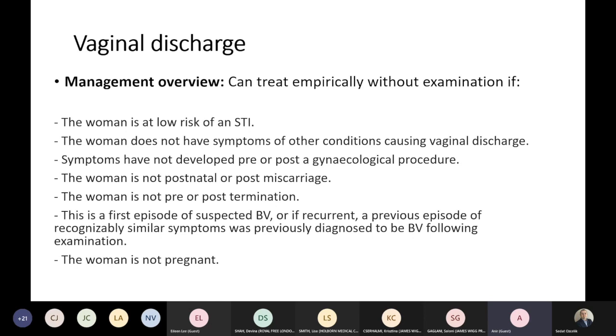The reason why they've said this is because if you are getting vaginal discharge or foul discharge after these kinds of procedures, then it may suggest possibly an endometritis or an infection locally that needs to be examined. So that's why they've included these. The other time that we can think about just treating them empirically is if it's a first episode or if they're not pregnant. Next slide, please.